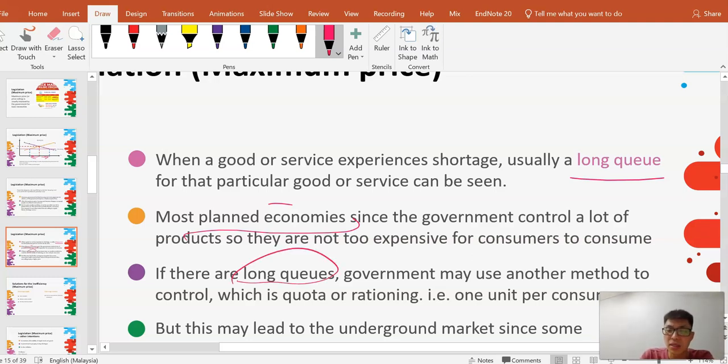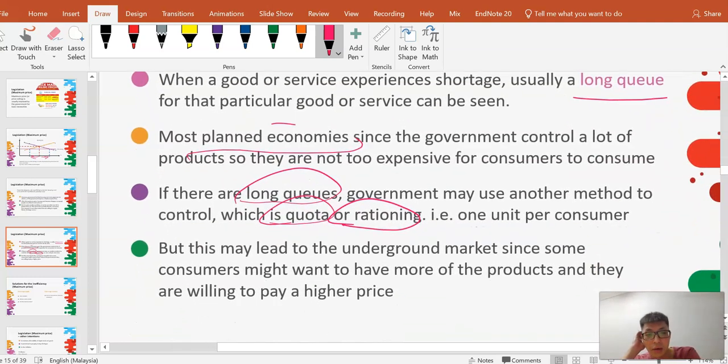One solution the government can use is again quota rationing, meaning one consumer can only buy one box, one packet, or 1 liter, for example. In fact, we also had a quota system in Malaysia for cooking oil. There was once when one consumer could only buy two 5-liter bottles of cooking oil because it's heavily subsidized. This is how they solve the long queue problem.